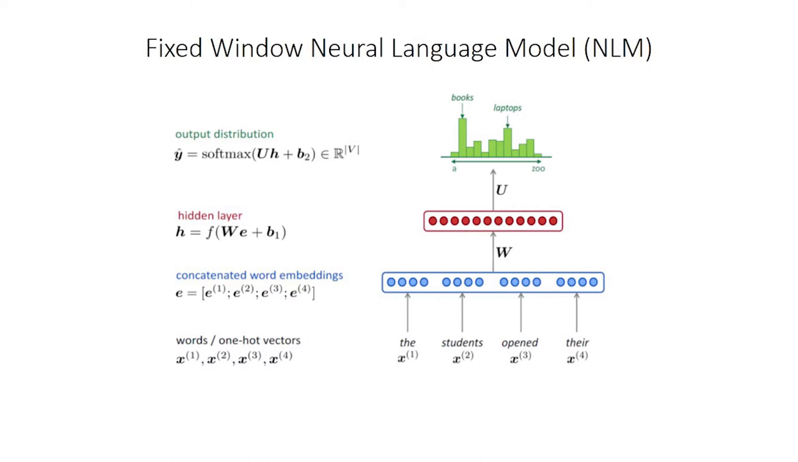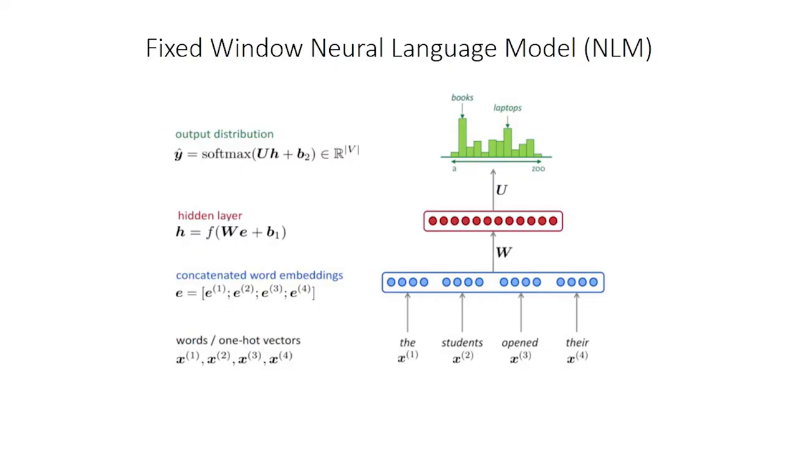So one solution is to go to fixed window neural language models. We're still fixing the window to a given n, but this is just to give an appreciation of how neural networks would work. So you have your words here: the students opened their. So this is the given context, the words that you have seen. You want to predict what will be the word which will come after the word their.